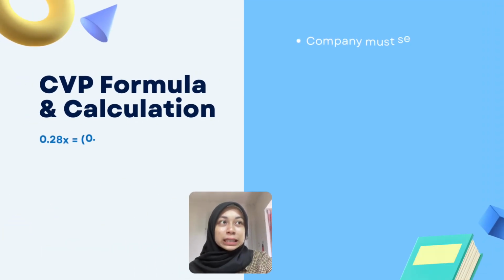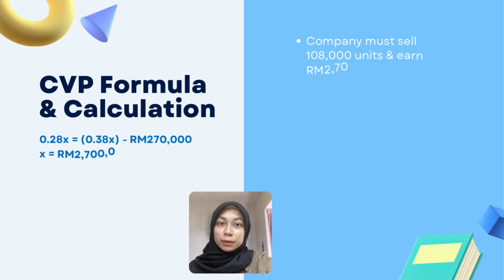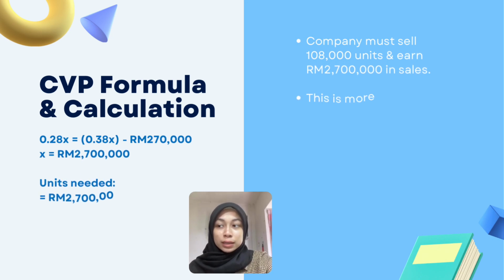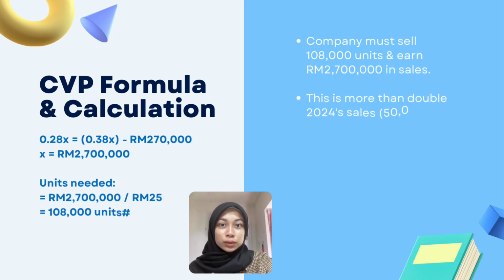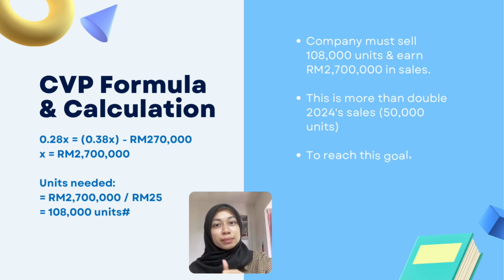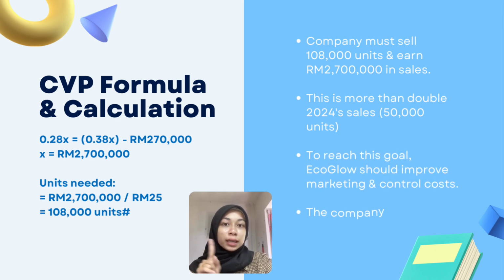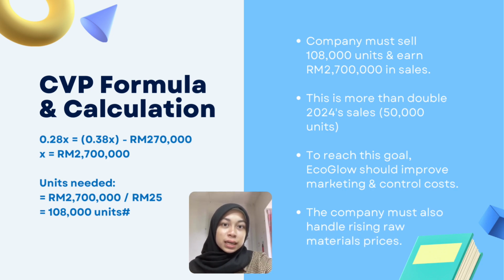To find the sales needed to achieve 38% profits, I use this formula where 0.38x equals 0.38x minus 270,000. Here the 0.38x is the contribution margin ratio, which is 9 ringgit 50 cents divided by 25 ringgit. So after solving the equation, the sales revenue needed is 2,700,000.